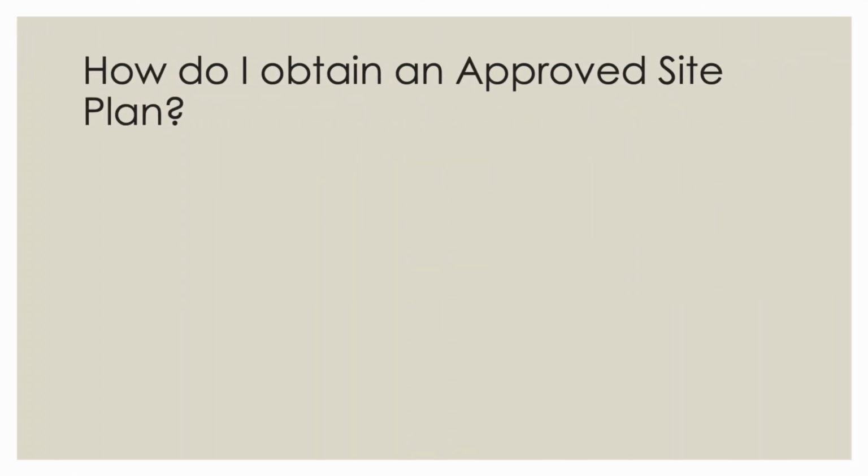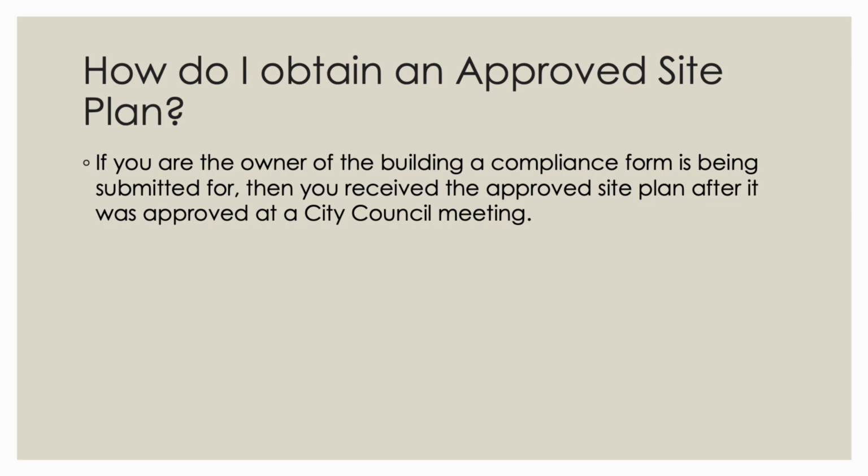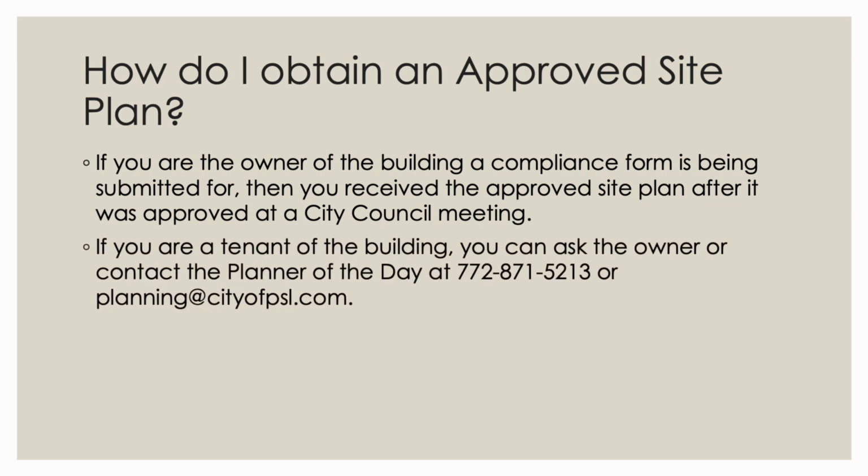So how do you obtain an approved site plan? More often than not, you had nothing to do with this site plan that was approved by City Council. It's normally the owner of the site where you will be doing work. So you can ask the owner of the building for that approved site plan. It could be that the developer that represented him in the site plan review stage gave him a copy of that approved site plan. So you can ask the owner, or of course you can contact us because we will have a copy of that approved site plan since we were the ones who stamped it after it was approved by City Council.